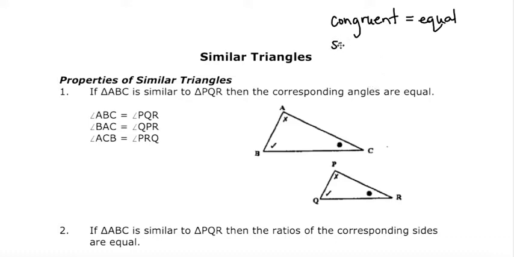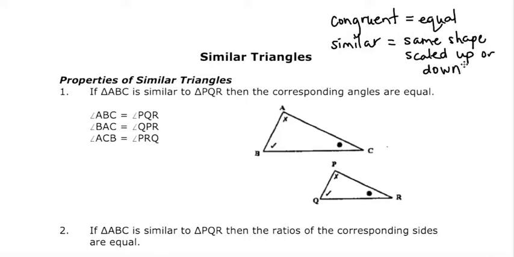And then the other one is similar. And similar means that it's the same shape, but it's either scaled up or down. So it's going to look the same, except it's going to be smaller or it's going to be larger. So in example number 1, we have triangle ABC, and this is similar to triangle PQR. So this is one of the properties of similar triangles.